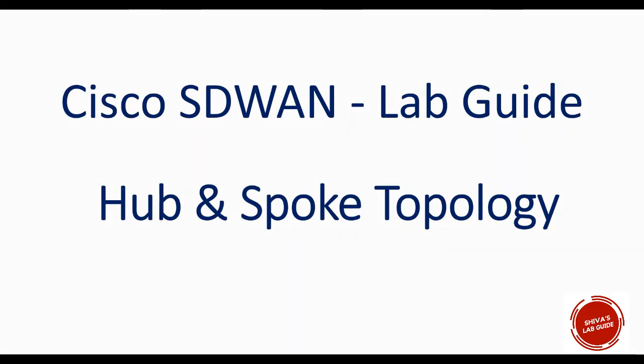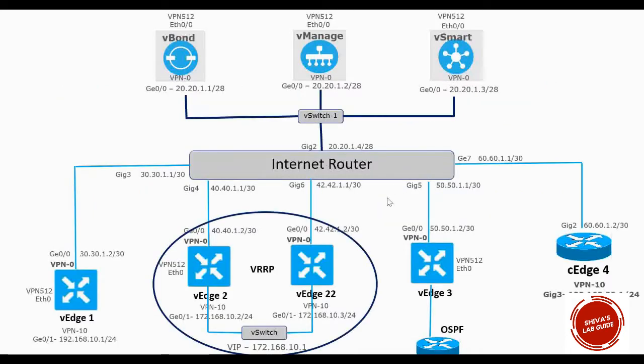Hi guys, in this video I'm going to show you how to configure a hub and spoke topology in Cisco SD-WAN. So this is the topology that we are using in our lab so far, and first we have onboarded the controllers, then we onboarded the VH1, VH2, and we have onboarded the CH4, which is running Cisco IOS XE SD-WAN image. We have seen configuring OSPF, and we have onboarded VH22, and we configured VRRP between them.